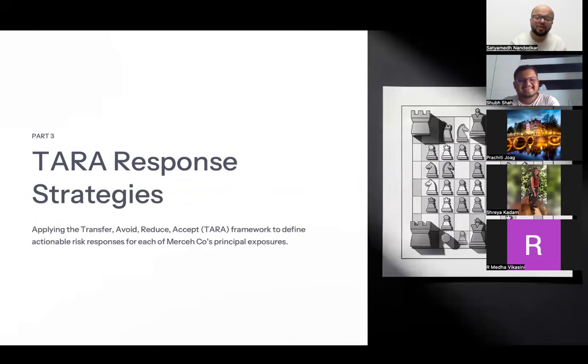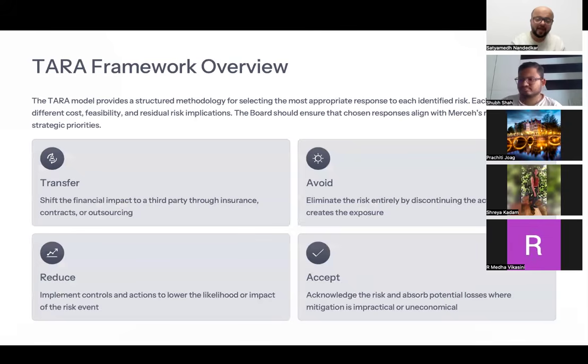Most of SBL, it's so stupid. Then TARA response strategies: transfer, avoid, reduce, accept. Transfer is shift the financial impact to a third party through insurance. Avoid is eliminate the risk by discontinuing the activity that creates exposure. Reduce is implement controls and actions to lower the likelihood or impact. And then accept what you can't change.